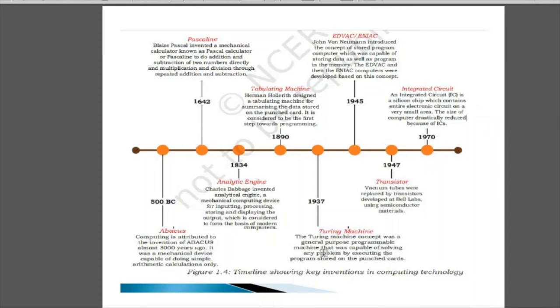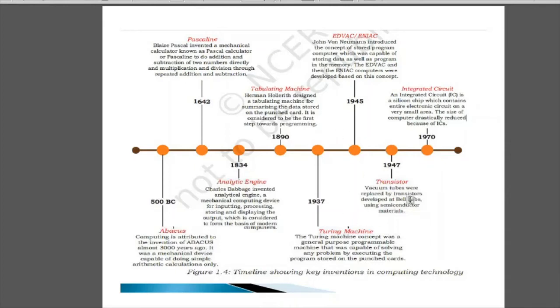Turing machine is still considered to be the best machine. It is said that any problem which exists in the world can be solved by the Turing machine. It has such perfect logics and algorithms. Then we have EDVAC and ENIAC, which we have discussed. It worked on the John von Neumann architecture.